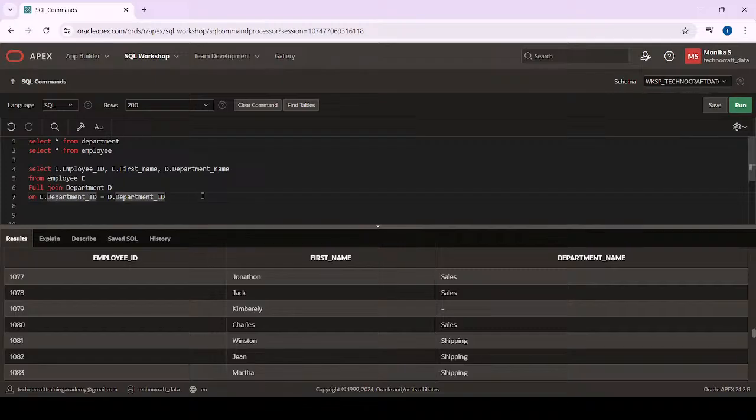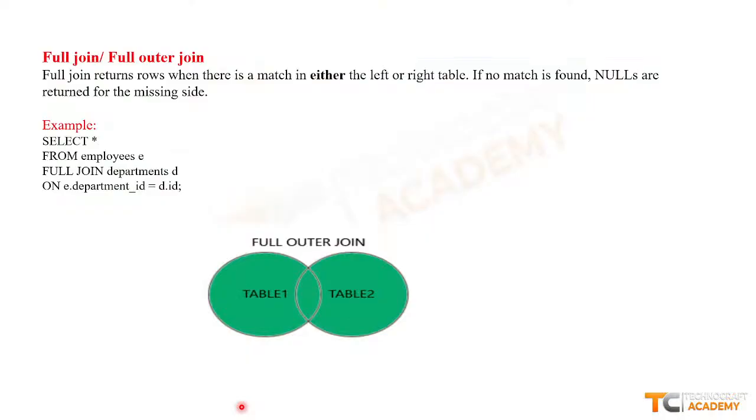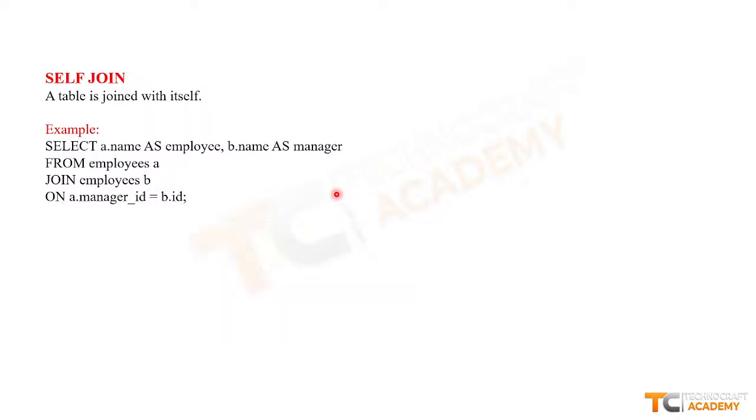So this is about the full outer join, and next we have one more join called self join. So self join is nothing but joining the table with itself. Sometimes it requires us to join with the same table to get a different analysis. Then we need a self join here. So you can see a table is joined with itself whenever you want to. This is called a self join.